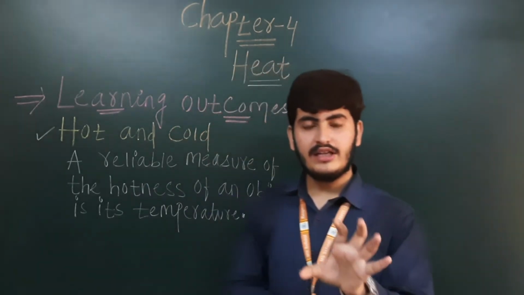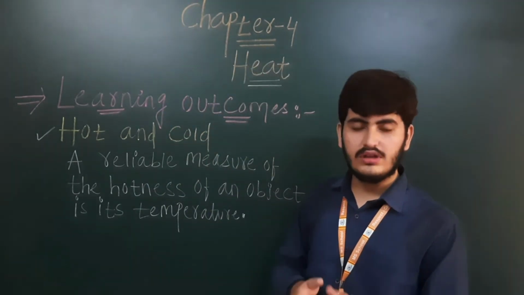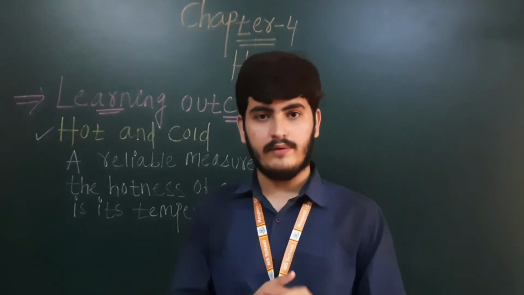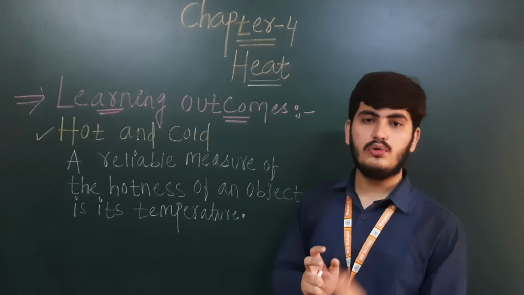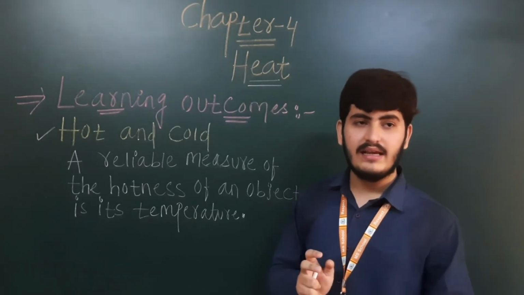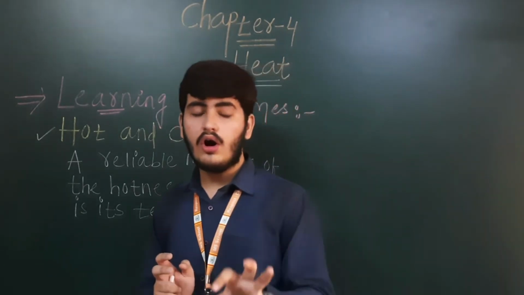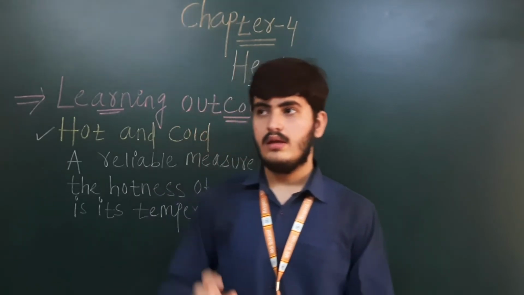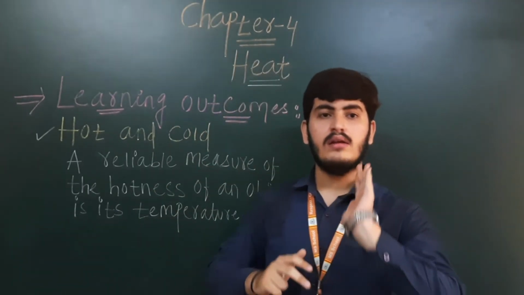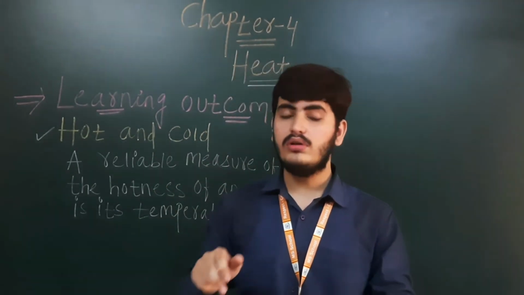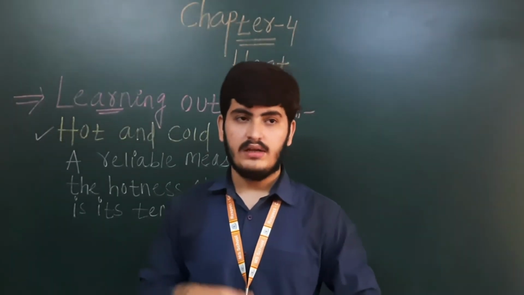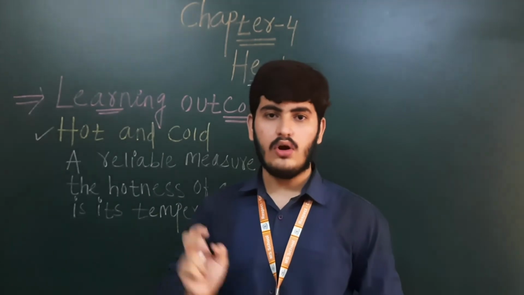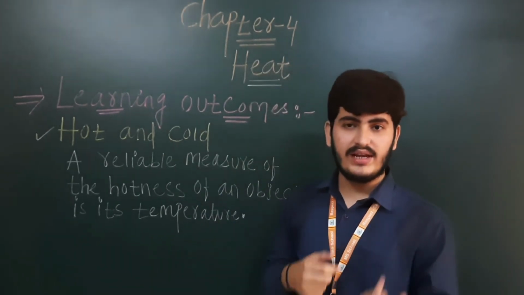Keep the hands continuously for 2 to 3 minutes in both bowls, one in the hot, one in the cold. After 2 to 3 minutes, put both hands in bowl C, in which you have poured both hot and cold water. While you keep both hands in bowl C, which feeling will you get? Your right hand will say I am feeling hot, your left hand will say I am feeling cold.